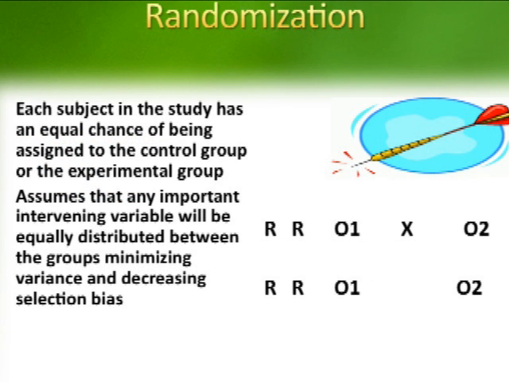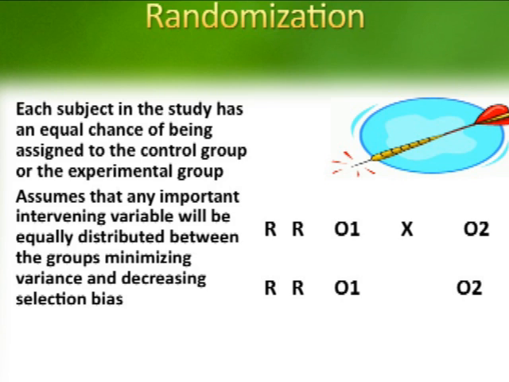Randomization means that each subject in the study has an equal chance of being assigned to the control group or to the experimental group, and it assumes that any important intervening variable will be equally distributed between the groups, minimizing the variance and decreasing selection bias.